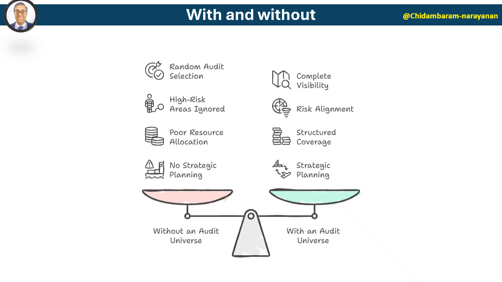Without an audit universe, audits are often selected very randomly, and we can't have that, right? So, what happens when there is no audit universe, and what happens when there is an audit universe? When there is no audit universe, things happen very randomly, high risk areas are ignored, poor resource allocation happens, and finally, no strategic planning is possible. On the other side, with an audit universe, we have complete visibility, we have risk alignment, structured coverage, and finally strategic planning. And audit coverage becomes more consistent, in a very structured manner, and it is aligned with risk. So this audit universe shifts the concept of auditing from being a reactive setup to a strategic one.